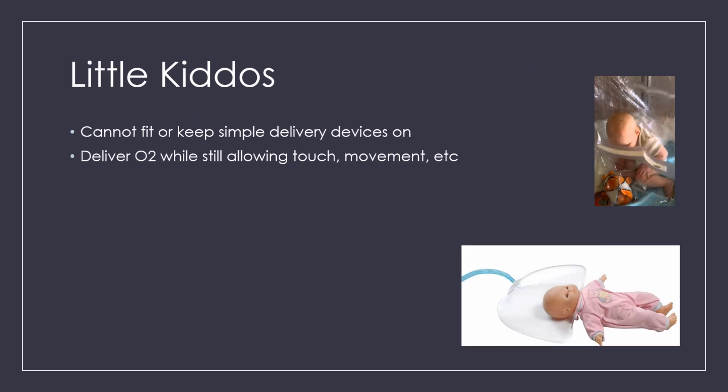And then let's talk really briefly about little kiddos. If we cannot fit or keep a simple delivery device on, and we still want to allow touch and movement while we're delivering oxygen, then we can put a whole oxygen hood on, or just a hood over the head and around the neck of the baby or child, so that they can still play and move and be touched and cared for, but they don't have these masks or nasal cannulas on their faces.